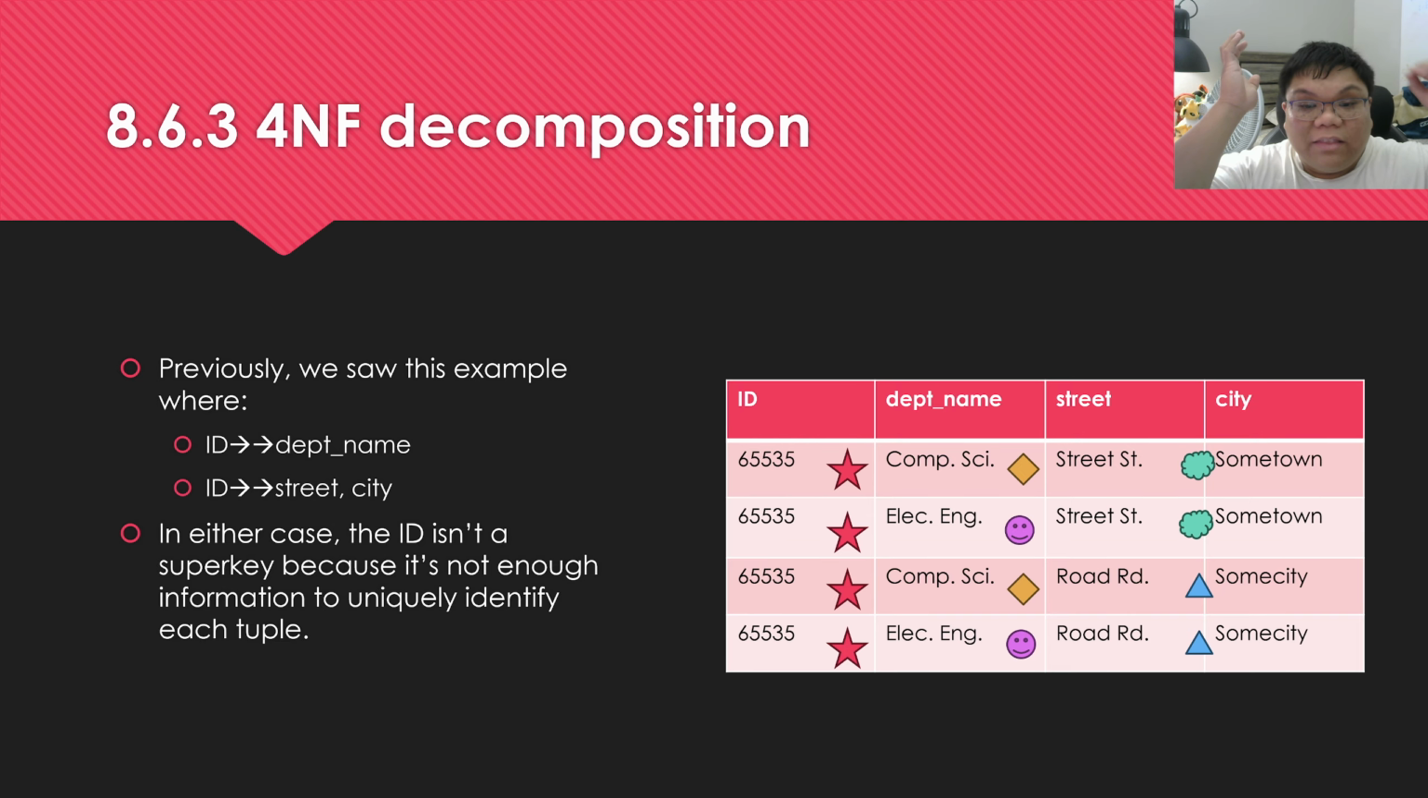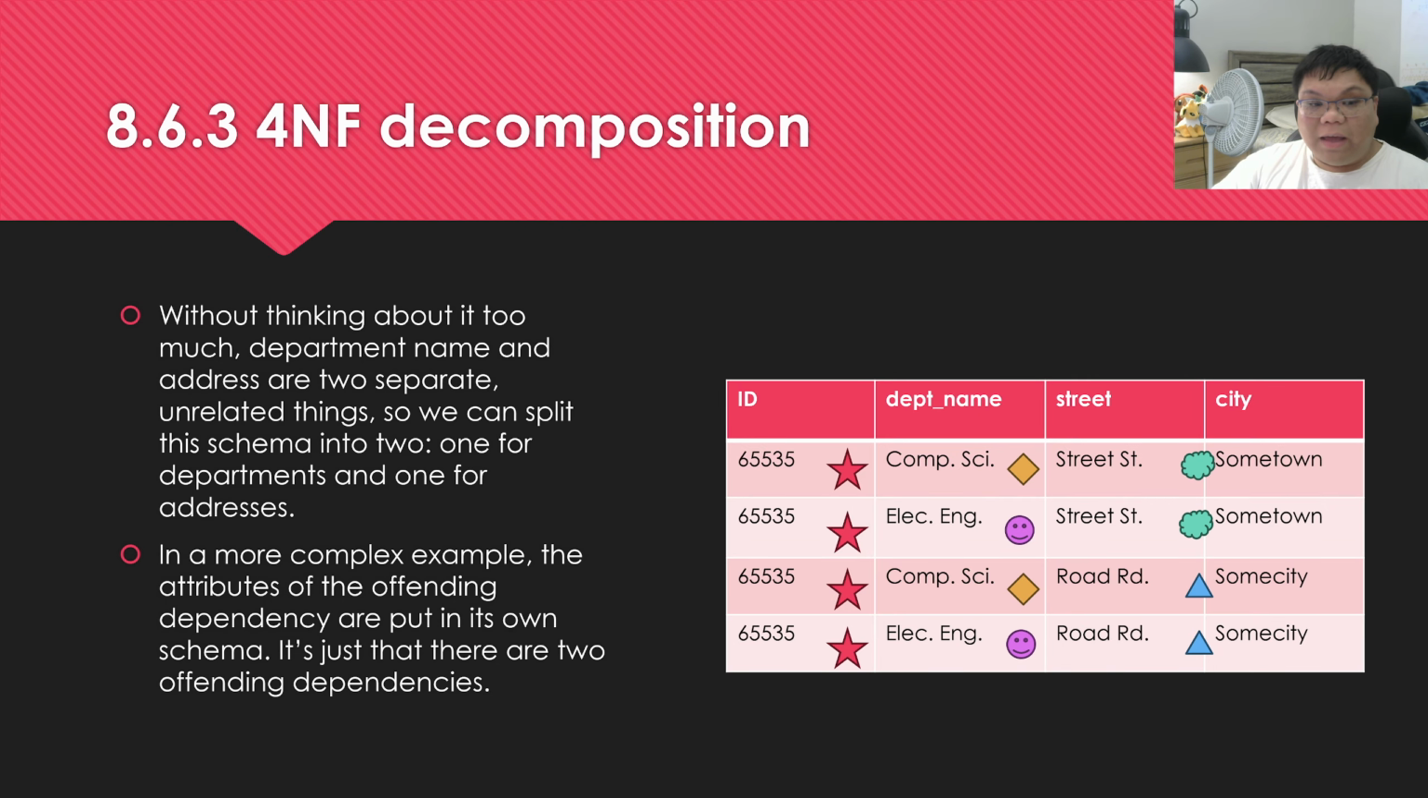And as I said, department name and address are 2 separate things. Why don't we just separate it? And yeah, we can do that. So, without thinking about it too much, we can deduce that we should have a table for department name, and we should have a table for addresses. But we also need to include for both tables the ID, so we know whose ID matches with what departments and addresses.